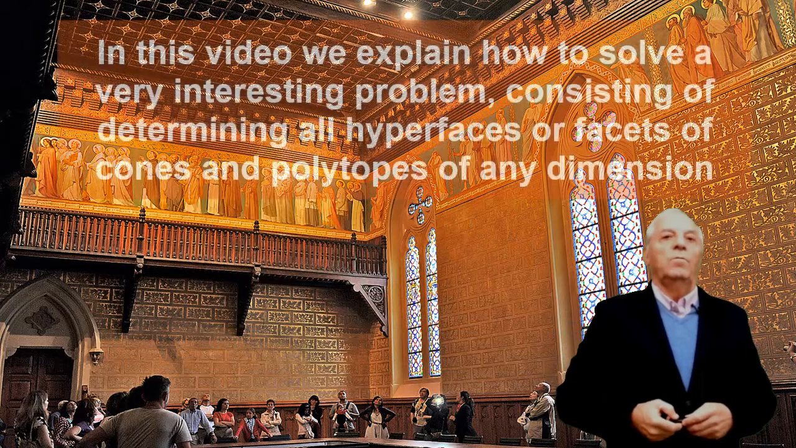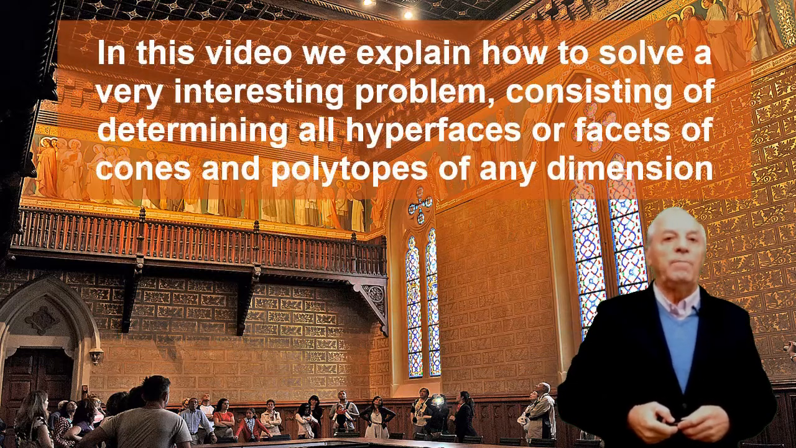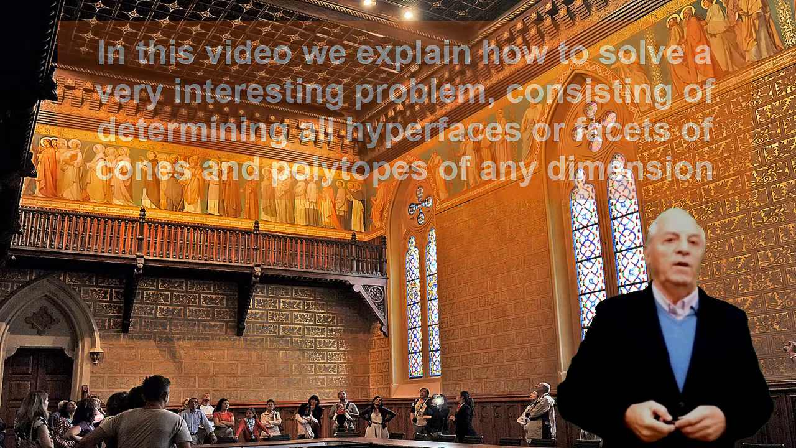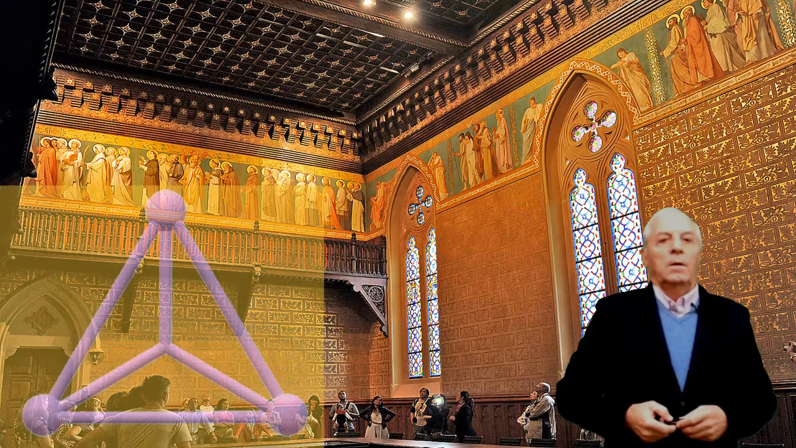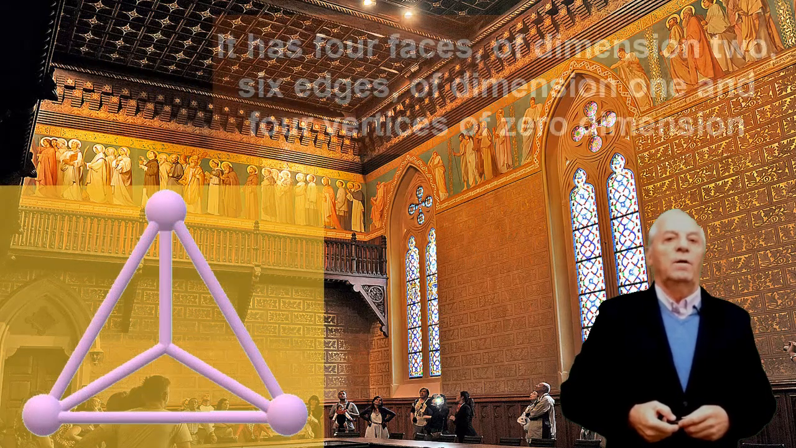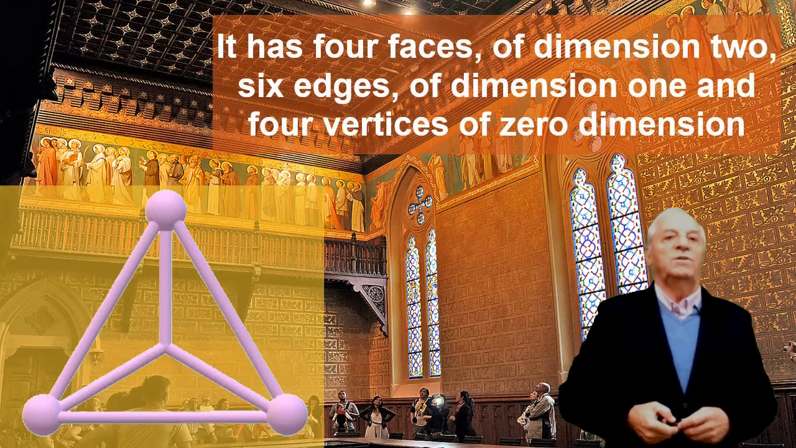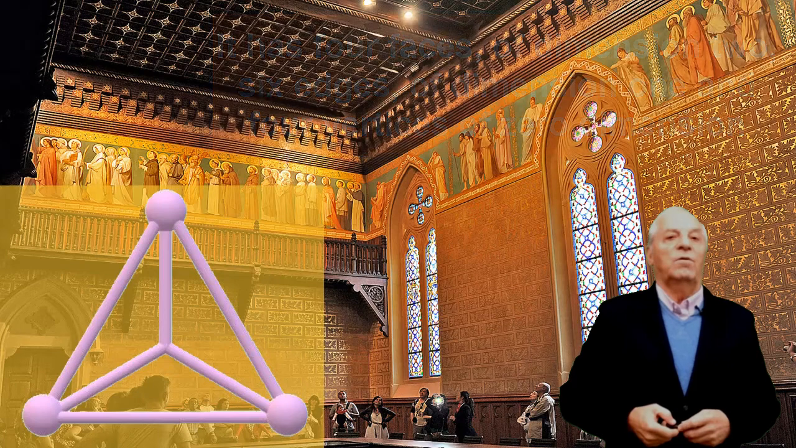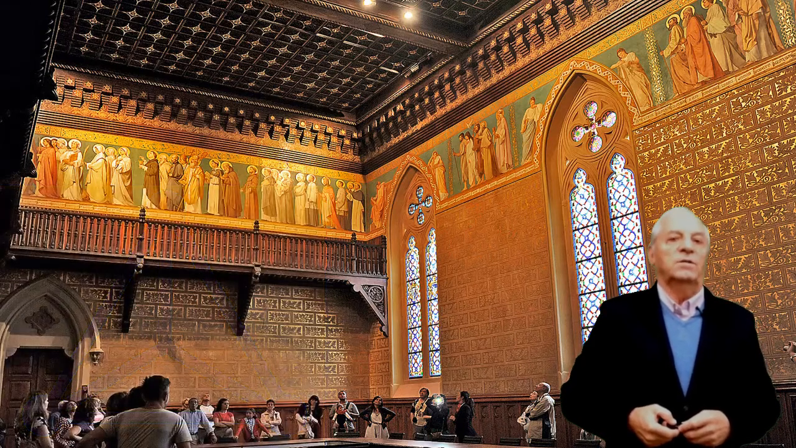In this video, we explain how to solve a very interesting problem, consisting of determining all hyperfaces or facets of cones and polytopes of any dimension. Consider, for example, a tetrahedron, which is a three-dimensional figure. It has four faces of dimension 2, 6 edges of dimension 1, and 4 vertices of dimension 0. Note that edges are the intersections of faces and vertices are the intersections of edges.